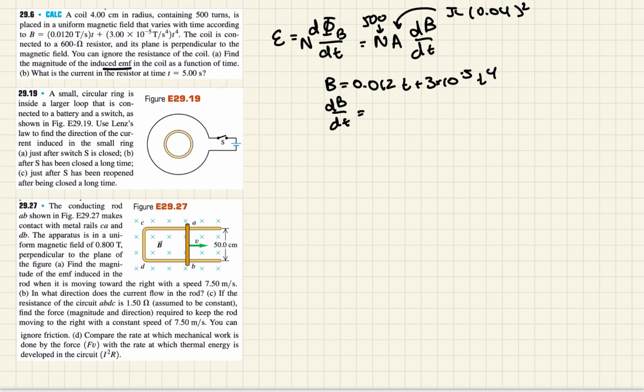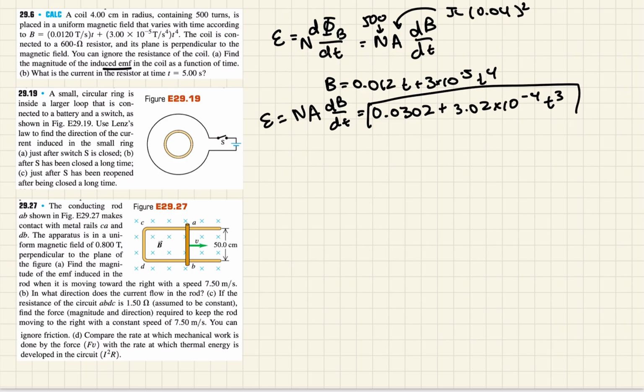So if you multiply all that out and take the derivative, you're going to get 0.0302 plus 3.02 times 10 to the power of negative 4 t cubed. That's equal to the EMF. So that's the formula for the induced EMF. The current, well, first things first, current is equal to EMF over R, so it's just equal to this entire function divided by 600 ohms. And you just plug in t equals 5.